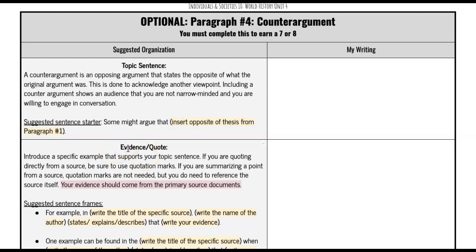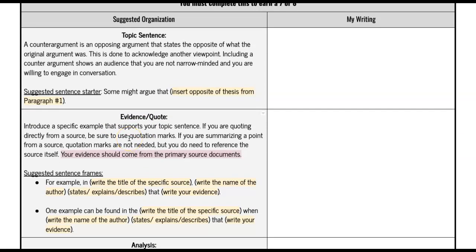The next one is the evidence. Again, this is pretty similar, but you'll want to find evidence that makes sense. So you're introducing a specific example that supports your topic sentence. The topic sentence, again, was the opposite of your thesis. Remember, if you're quoting, use quotation marks. If you're summarizing, you don't need to do that. All the evidence should still come from the primary source documents.